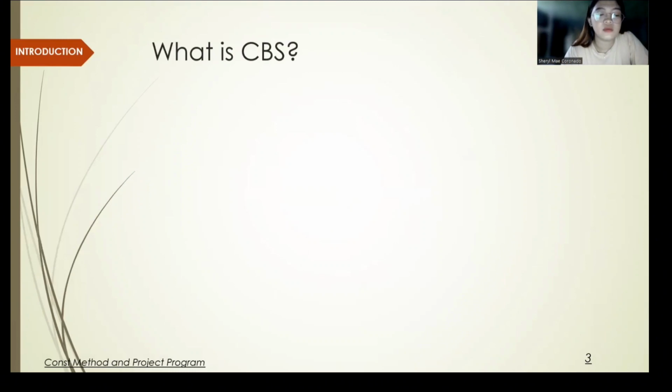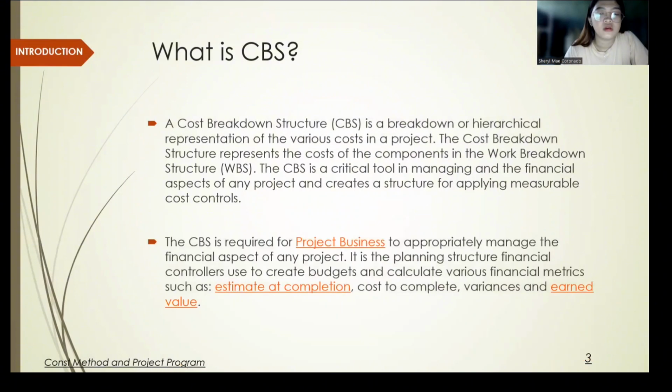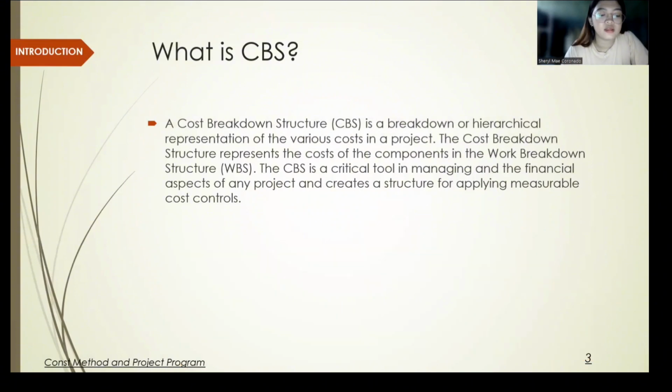So what is CBS? First, let's define these acronyms so that later we'll be able to understand what I'm discussing. CBS, or cost breakdown structure, is a breakdown or hierarchical representation of the various costs in a project. The cost breakdown structure represents the cost of the components in the work breakdown structure or WBS.